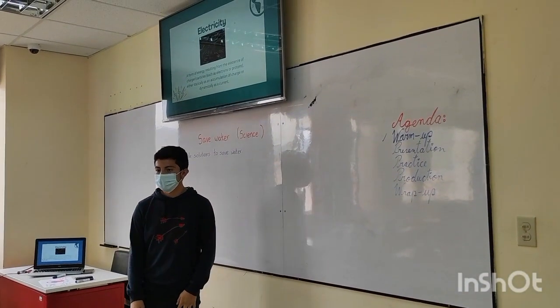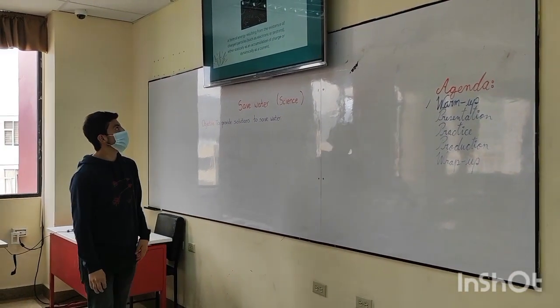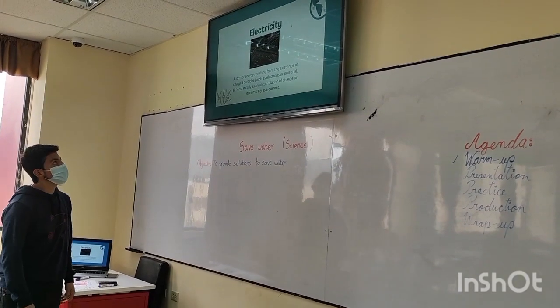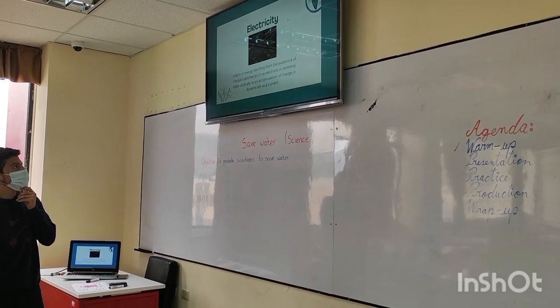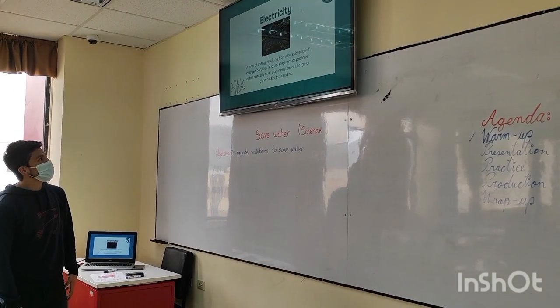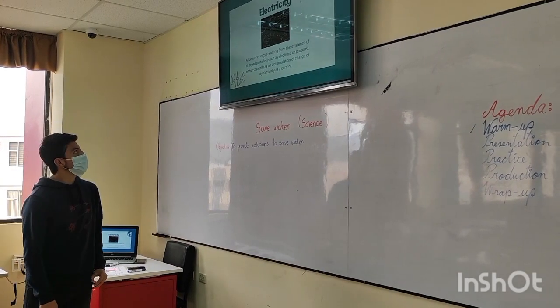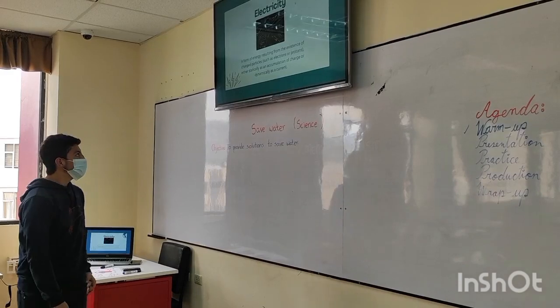Okay, guys, now that you have finished the reading, we are going to see some of the new vocabulary that you could find there. And the first is electricity. Well, electricity is a form of energy resulting from the existence of charged particles, such as electrons or protons, either statically as an accumulation of charge or dynamically as a current.